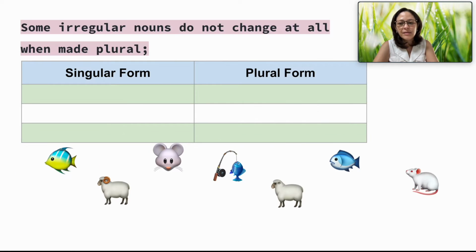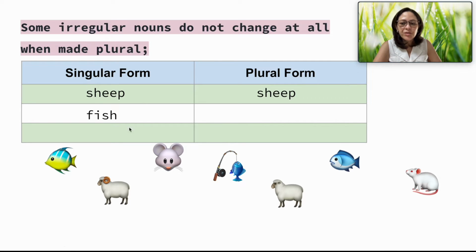Let's move on to our next slide. This slide includes nouns that do not change at all. They have the same spelling form for singular or plural. The first one, a sheep, 1 sheep. The plural form, 2 sheep, 3 sheep.